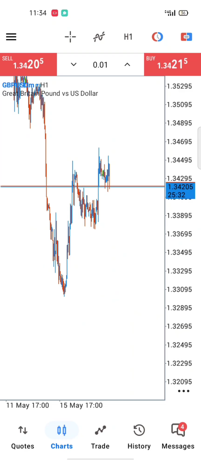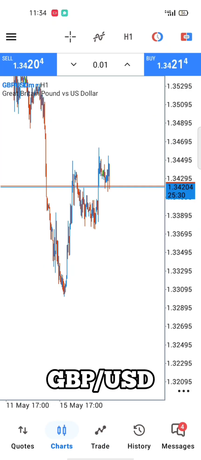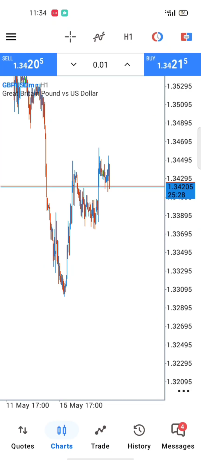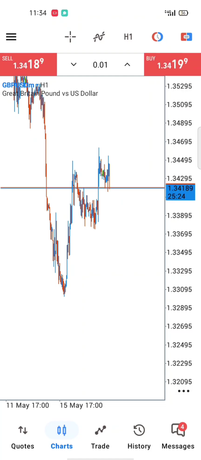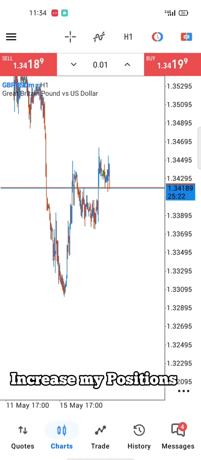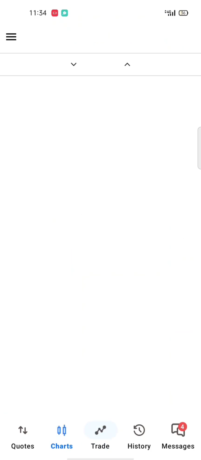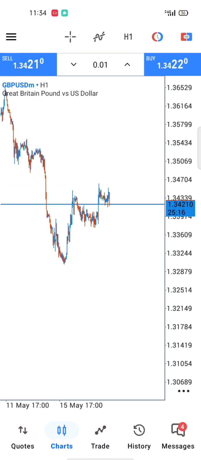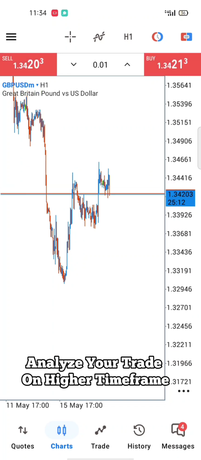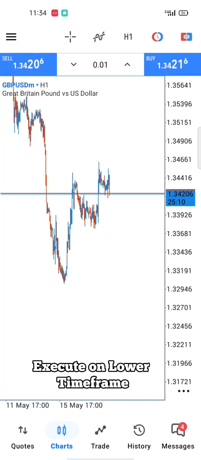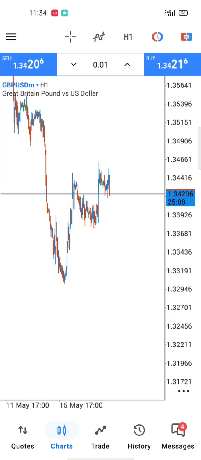So now this is GBP/USD at this very point. You can see I'm trading less volatile currency pairs to try to accumulate capital, and the more capital I accumulate, the more I can increase my positions and enter trades on currency pairs that are volatile and the rest, so I can make more money. At this point, you can see this 1 hour time frame here. I do recommend you analyze your trade on higher time frames and execute to make profit, because the trade tends to respect higher time frames more than lower time frames.